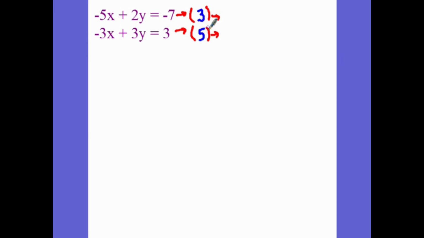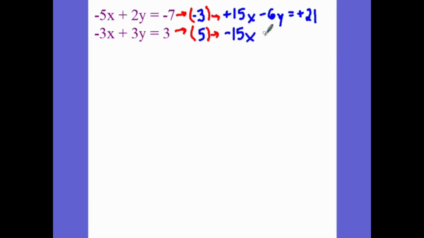You then chose one of these to be negative. I don't care which one. You choose. This time, I picked the top. Again, it doesn't matter, top or bottom, we're going to end up with the same answers. So I'm going to multiply all 3 of these by negative 3. So negative 5x times negative 3 is positive 15x. 2y times negative 3 is negative 6y. And negative 7 times negative 3 is positive 21. Negative 3x times 5, negative 15x.